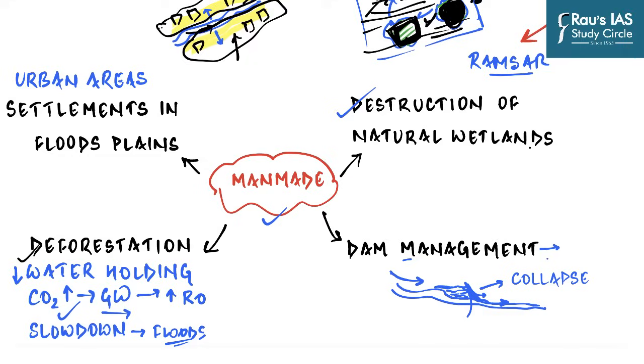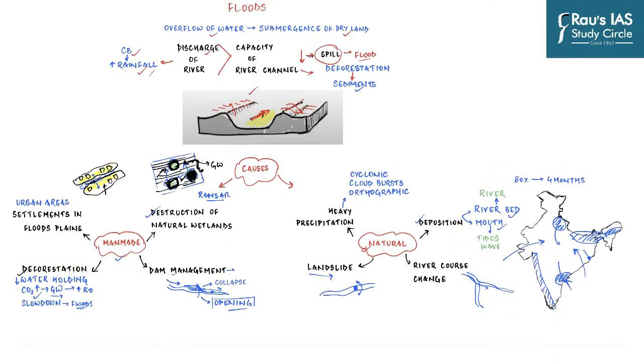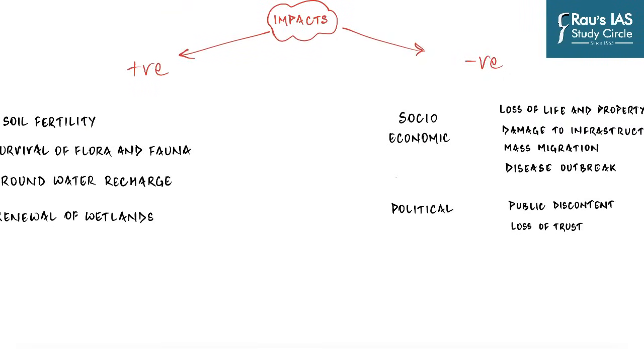And more often than not, our weather forecasting is such that a lot of time has been wasted by the time the gates are opened, it's already too late, and so this massive build-up of water is released downstream, causing flood over there as well. So now, after dealing with what flood is and what causes flood, it's time to understand what impacts floods have.